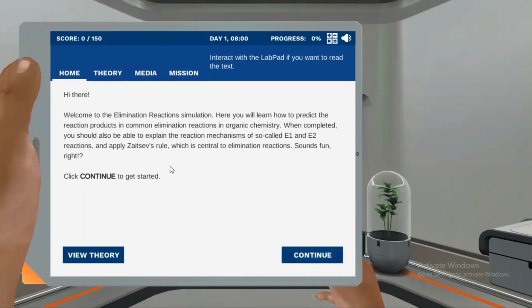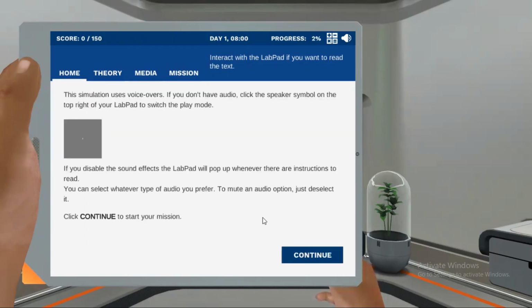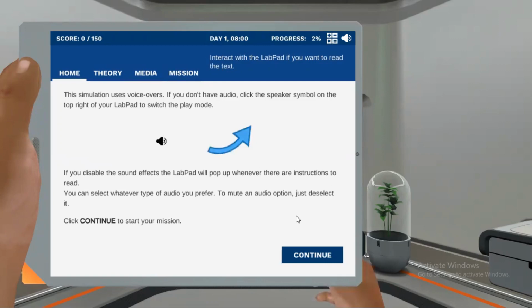Sounds fun, right? This simulation uses voiceovers. If you don't have audio, click the speaker symbol on the top right of your lab pad to switch the play mode. If you disable the sound effects, the lab pad will pop up whenever there are instructions to read. You can select whatever type of audio you prefer. To mute an audio option, just deselect it. Click Continue to start your mission.